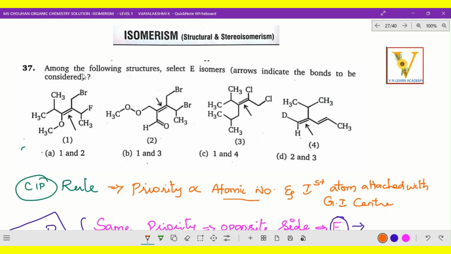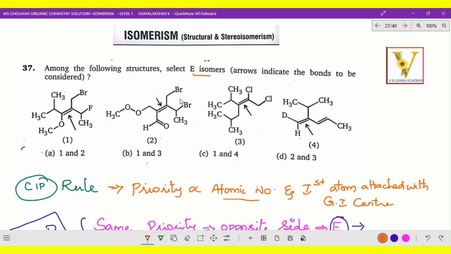The next question: among the following structures, select the E isomer. Arrows indicate the bonds to be considered. Now they have given the compounds 1, 2, 3, 4. In that, which belong to the E isomer? Do you know what is meant by E isomer? E and Z isomers, that is how we identify them, according to the CIP rule only.